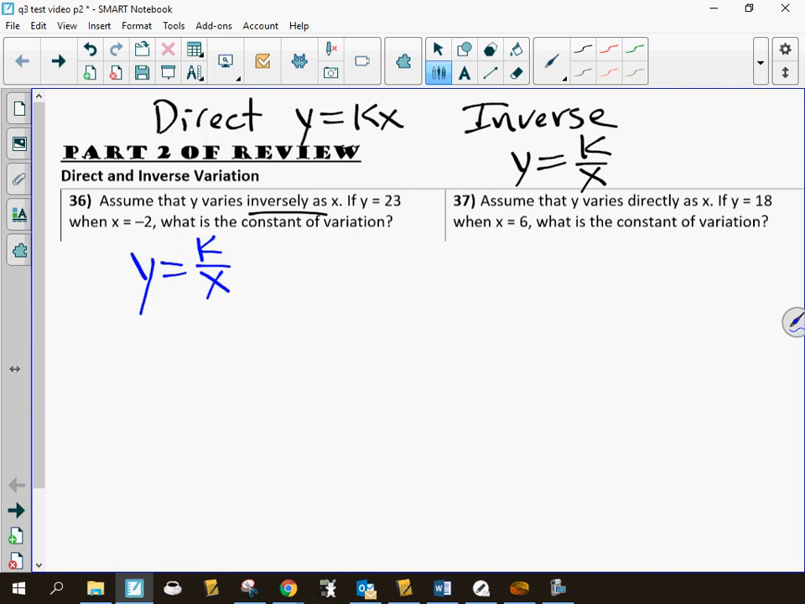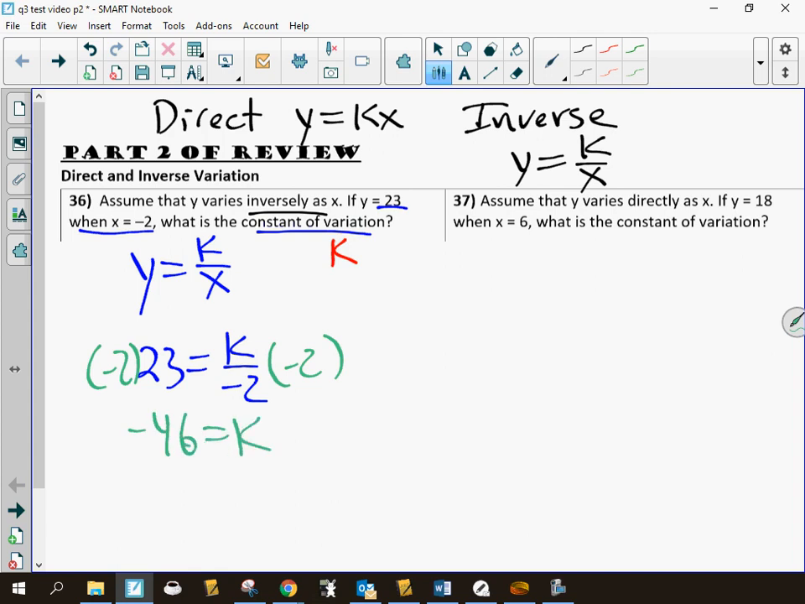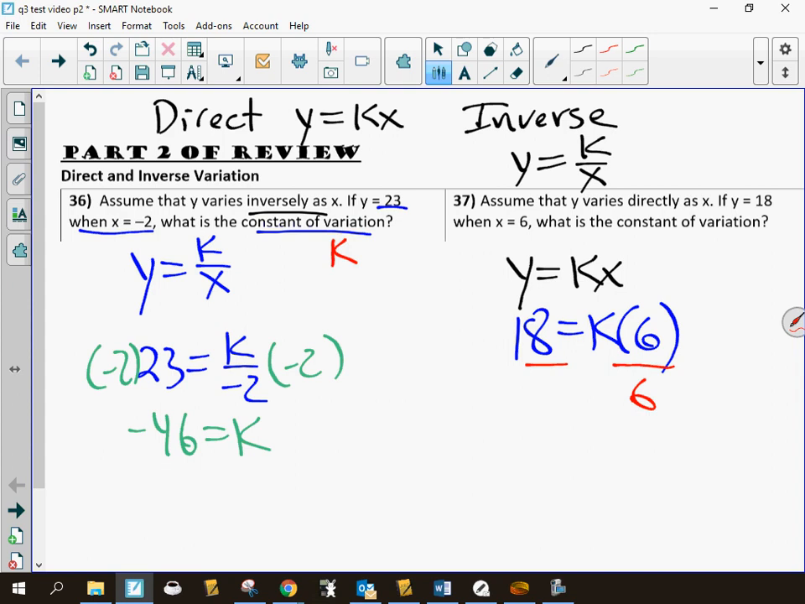Then it says if y equals 23 when x is negative 2, so 23 equals k over negative 2, what is the constant of variation? Well, that's k. So all I have to do here is multiply both sides by negative 2, and I'll get negative 46 equals k. Same thing here. Assume y varies directly. So y equals kx. So 18 equals k times 6. Divide both sides by 6, and I get k equals 3.